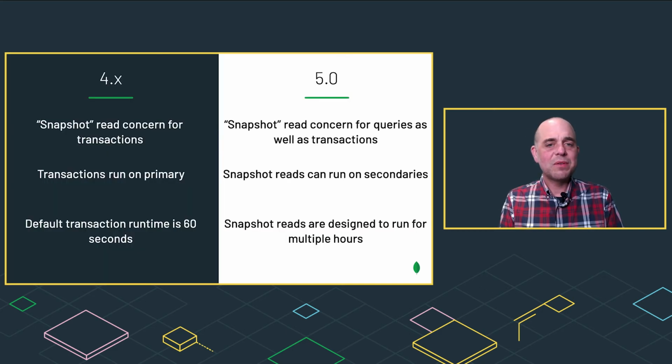But why not just wrap the query in a transaction, you ask? While true that snapshot read concern is available for transactions in 4.4, keep in mind that transactions only run on the primary node, and by default, they have a max runtime of 60 seconds. With the release of 5.0, snapshot read concern has been extended to queries and can run on your secondary nodes with a much longer runtime.